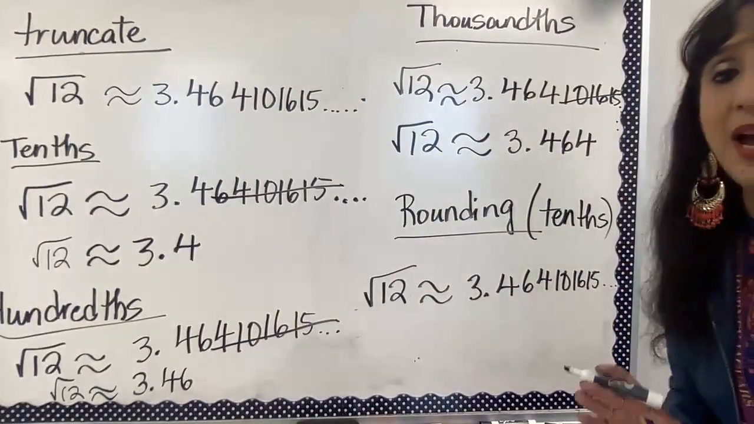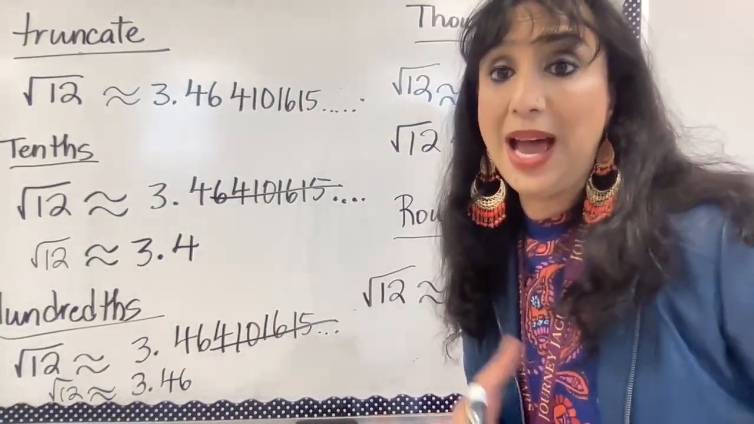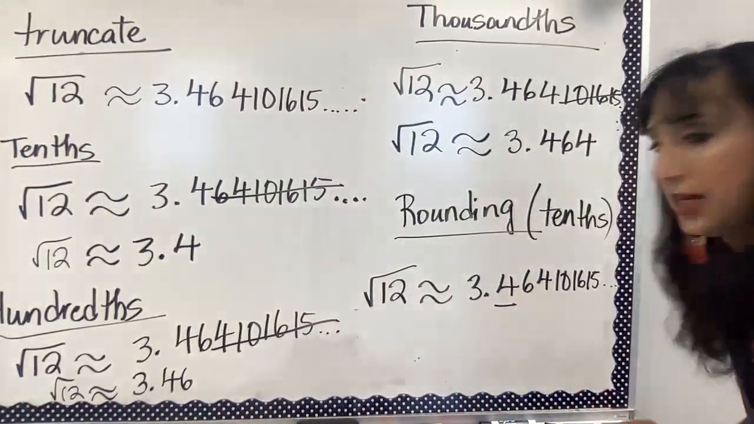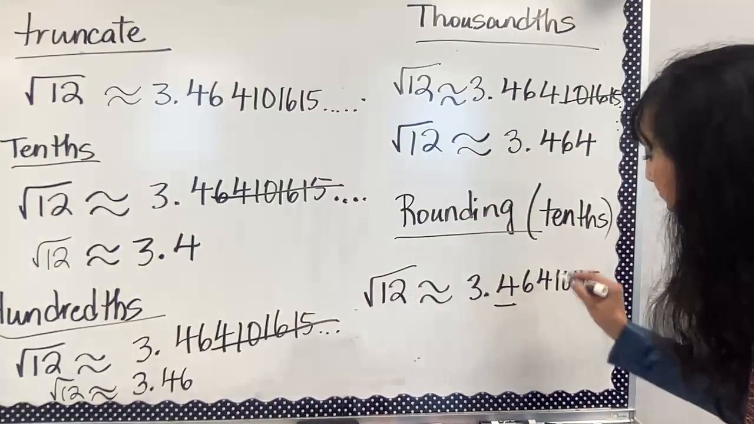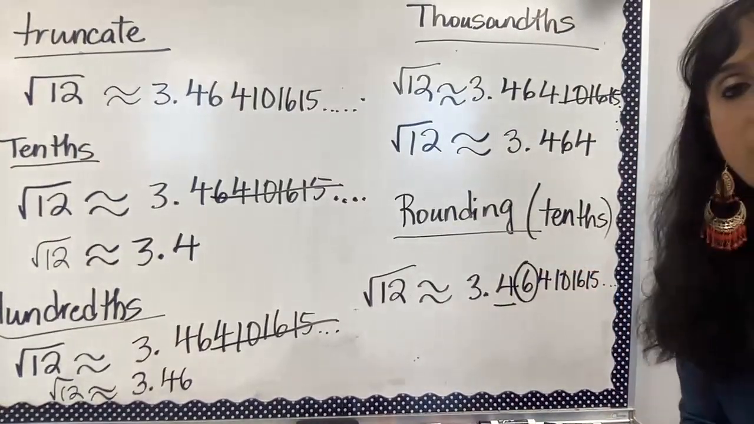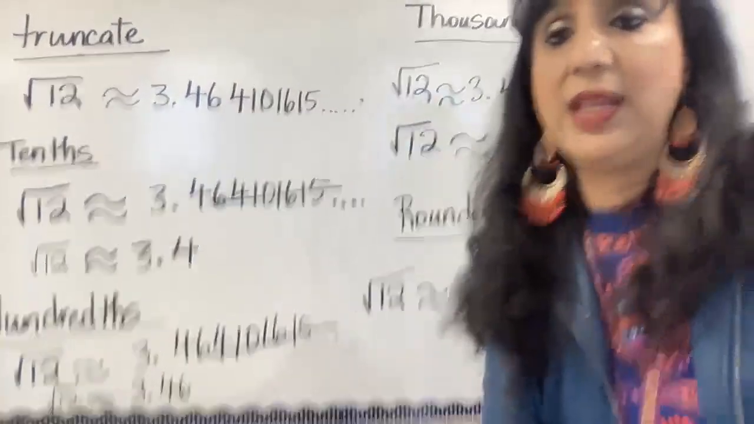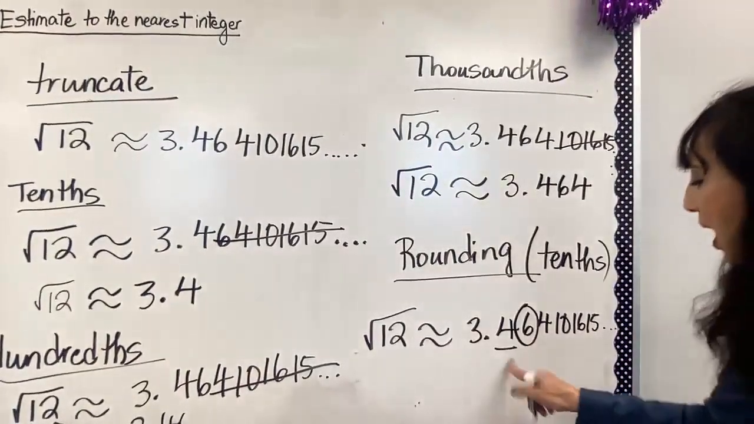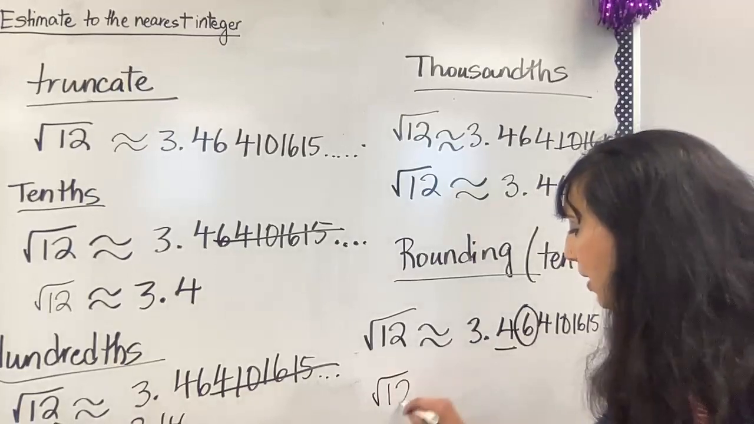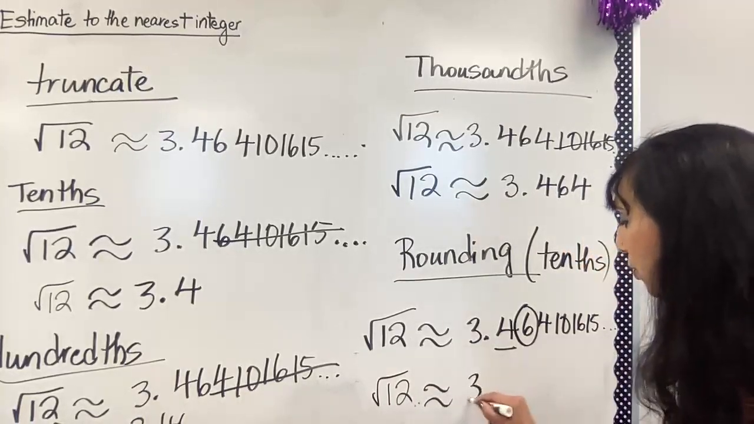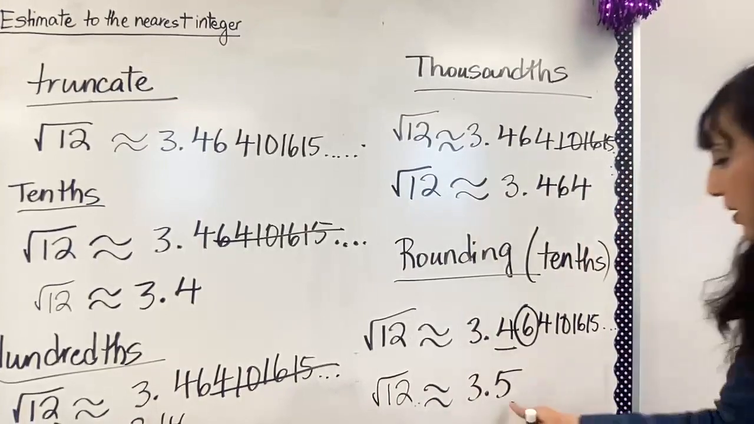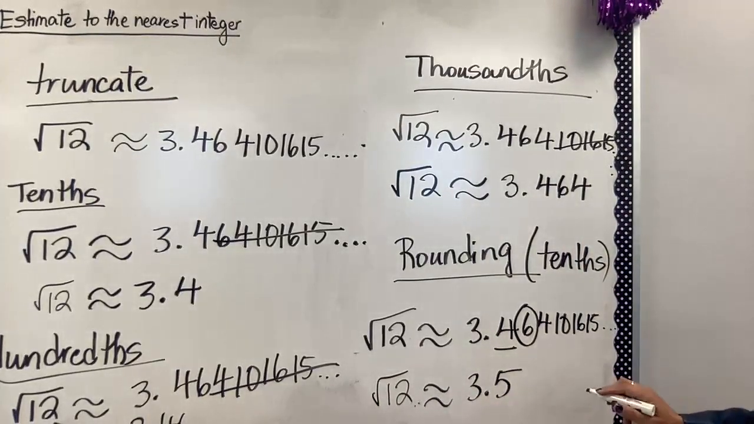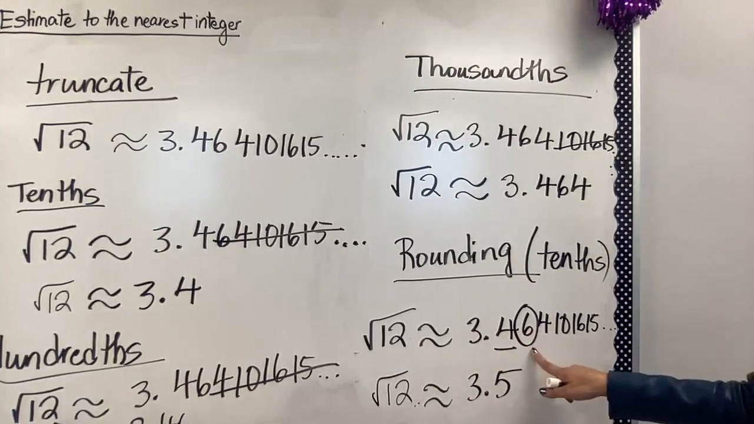I would have to actually look at the 100th place value to round. So for rounding, I would underline the 10th and circle the 100th. Is 6 greater than 5? Yes, it is. So because 6 is greater than 5, I would round this up, and this would become 3 and 5/10.